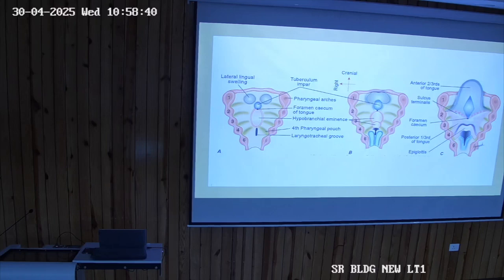Now, the posterior 1/3 part of the tongue is mostly contributed by the third pharyngeal arch. What is the nerve of the third pharyngeal arch? Glossopharyngeal. So, the posterior 1/3 part of the tongue behind the sulcus terminalis is supplied by the glossopharyngeal. We are talking about general sensation.